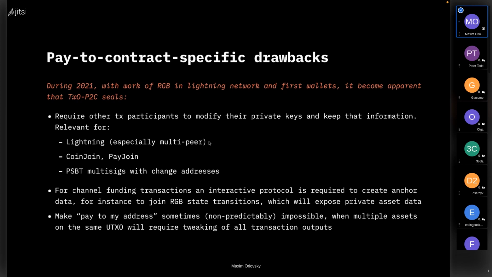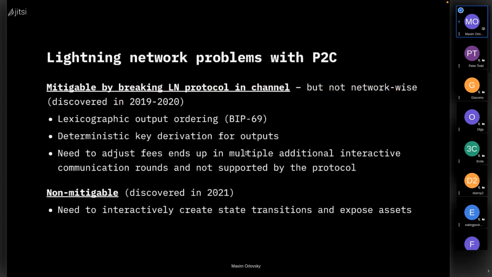So basically you have a UTXO, you allocated one asset, then another asset to it, then another asset, then another asset, then you try to pay to an address with your Bitcoins on that output, and you will end up with the wallet saying that this operation is not possible. Unpredictable. And this is really bad from the user experience perspective. So basically, pay to contract doesn't have that usability that we expected.